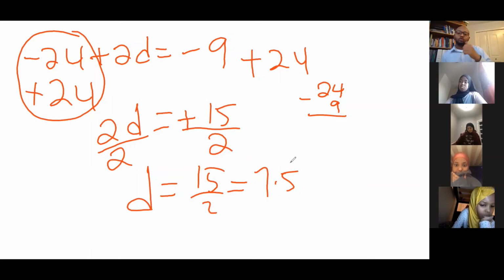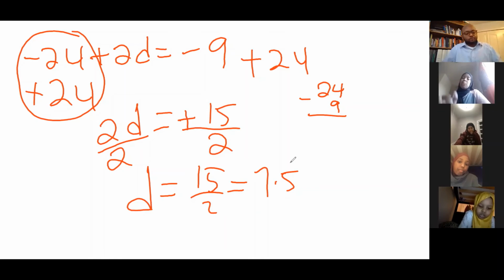Yeah. So when you have multiplication, you do division. When you have addition, you do subtraction. Look, this is negative, you do plus. When I have a plus, I do minus. Always do the opposite sign to eliminate that number. That makes sense?